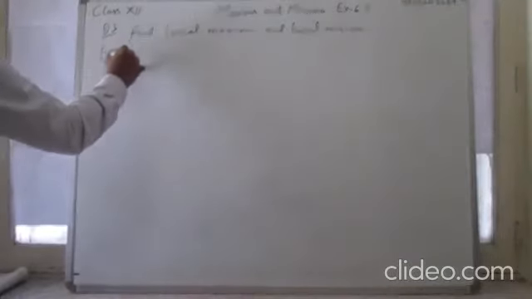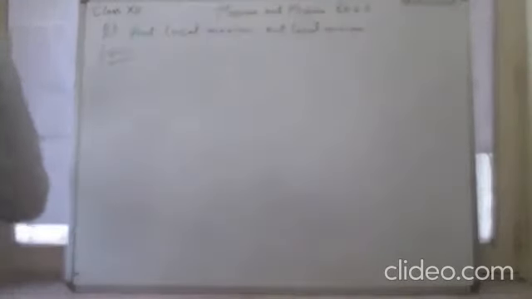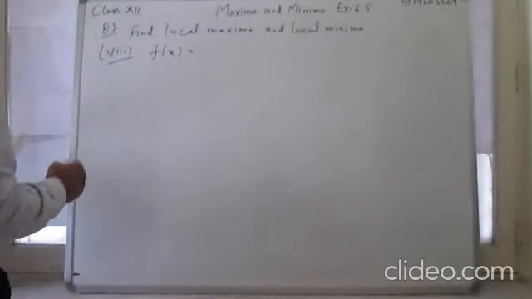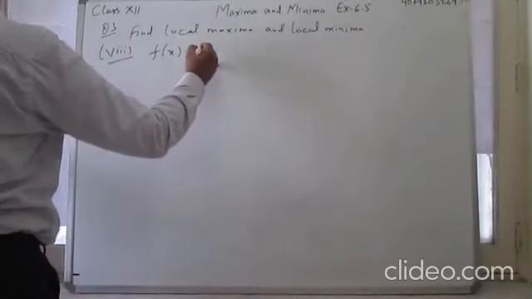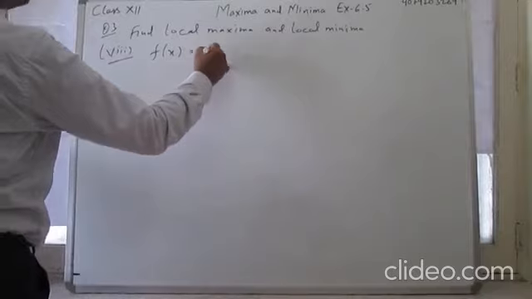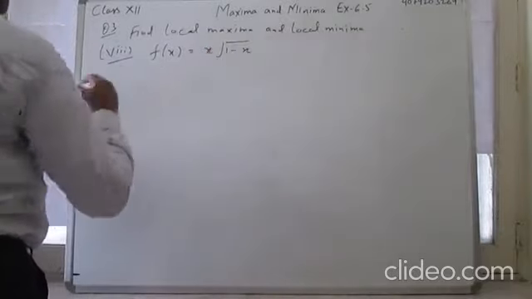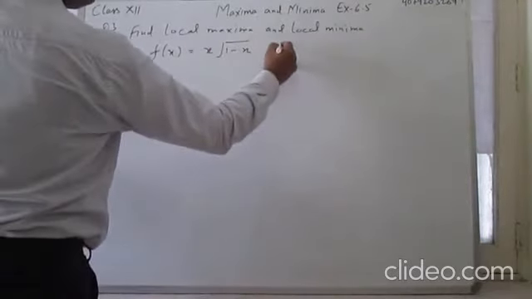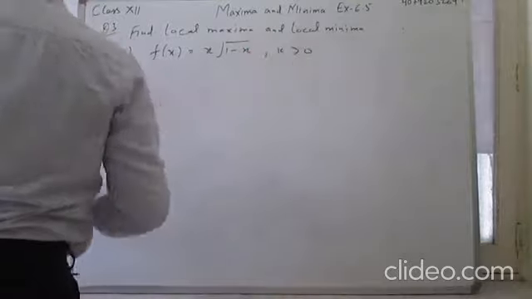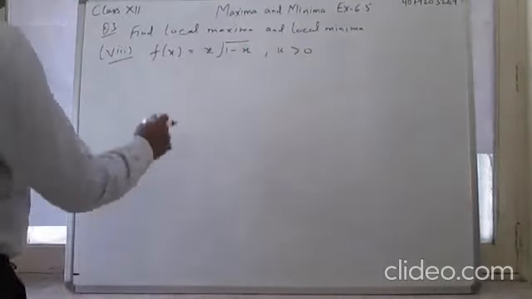Eighth part. f x is given to you: x under root 1 minus x, for x greater than 0. Now find f dash x.